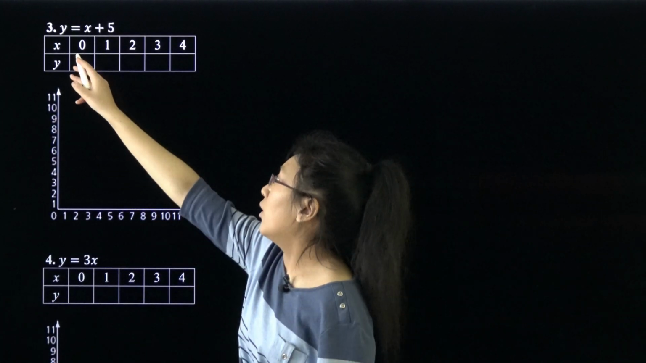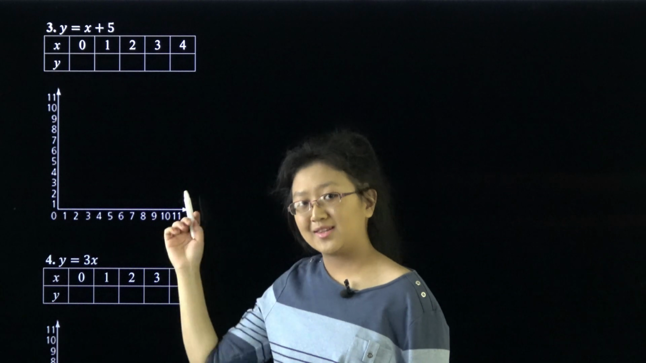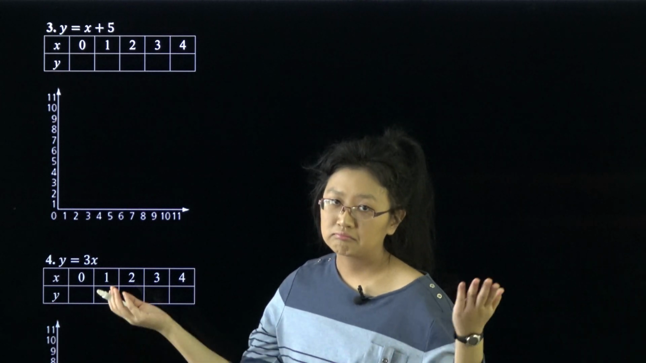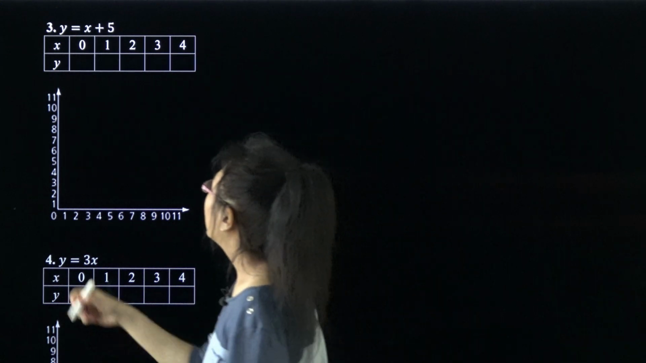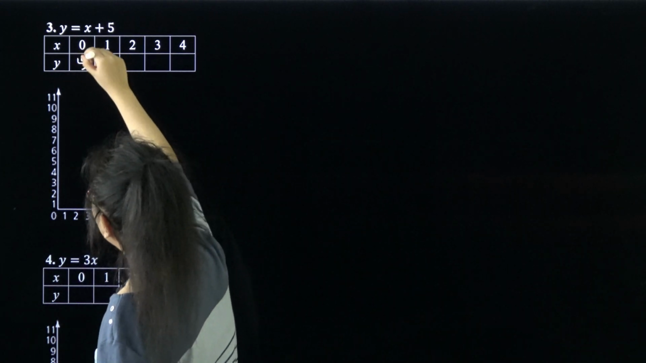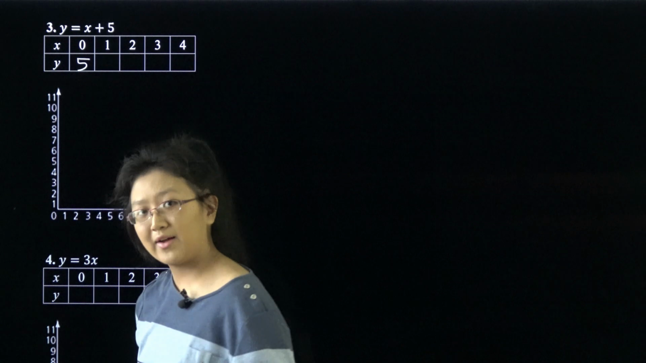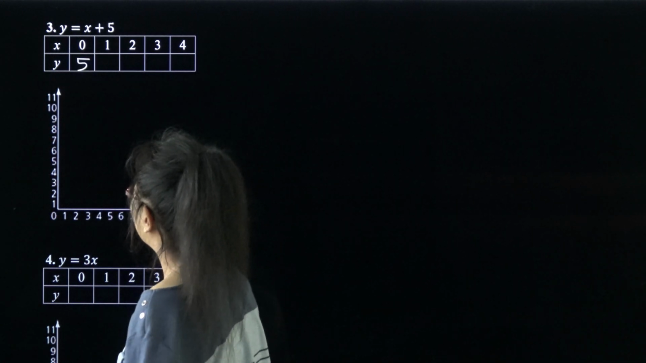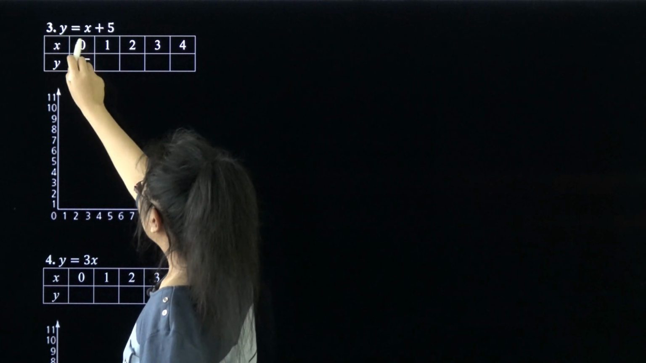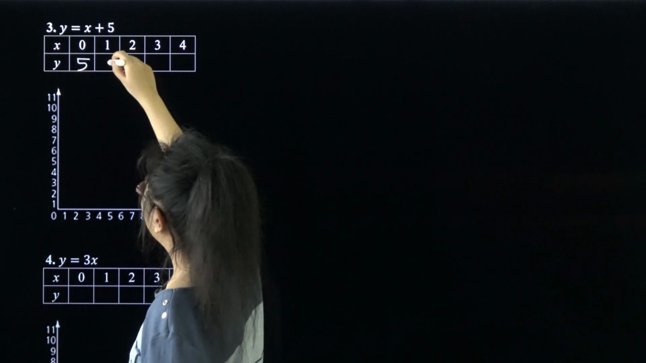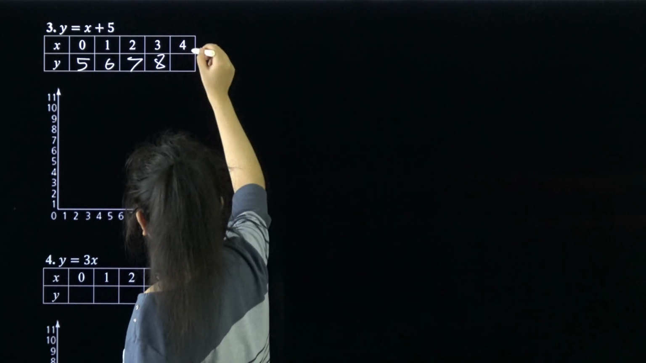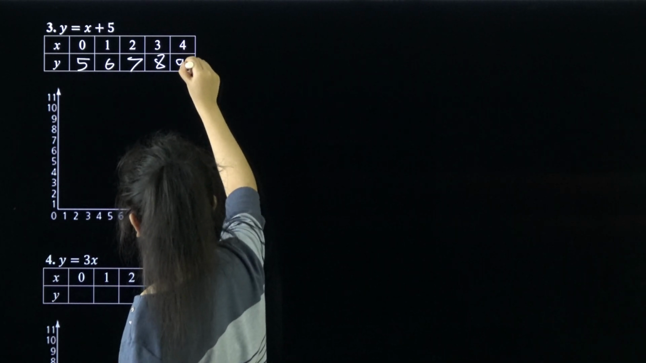So y equals x plus 5. When x equals 0, 0 plus 5 equals, well, 5. And since x goes up in increments of 1, the y value would also go up in increments of 1, because the x isn't multiplied by anything. See? If x equals 1, then 1 plus 5 equals 6, 2 plus 5 equals 7, 3 plus 5 equals 8, 4 plus 5 equals 9.